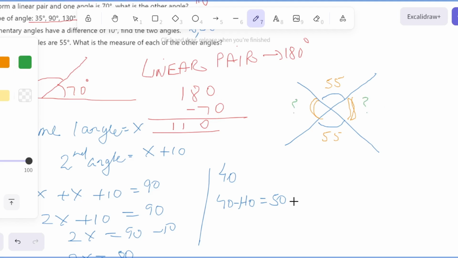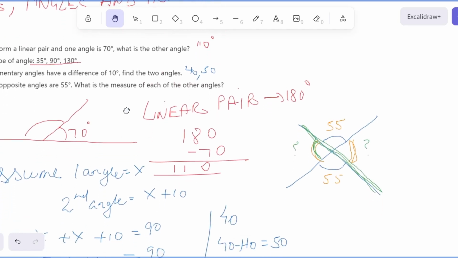Okay. Now they're asking what will be these angles, right? Consider this as a straight line. This is a straight line only. Let's consider this line and find out this one. I think you should be able to do it. It's the same as the first question we did. If two angles form a linear pair and one angle is 70, what will be the other angle? We found it to be 110. So here in this case, if it is 55, what will be the other angle?